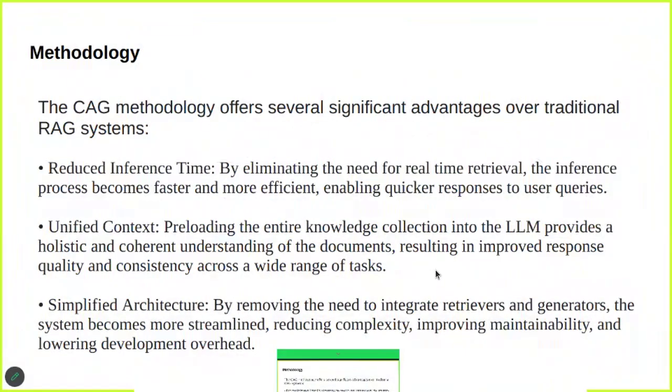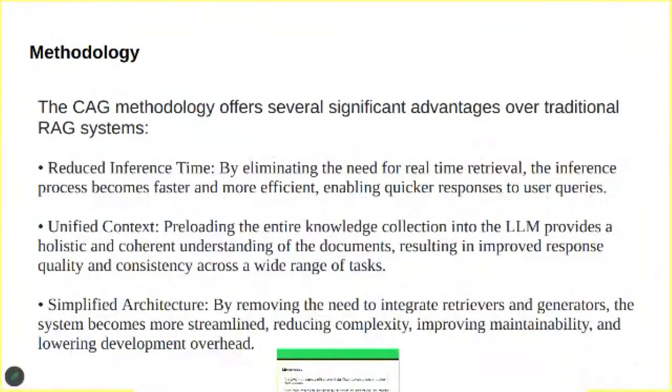Then the third one is simplified architecture. Of course, removal of retrieval. You see, when you remove retrieval, a lot happens: reduced inference time and a simplified architecture. But to understand more, the CAG system has a format in which the data is easily understandable by the model.